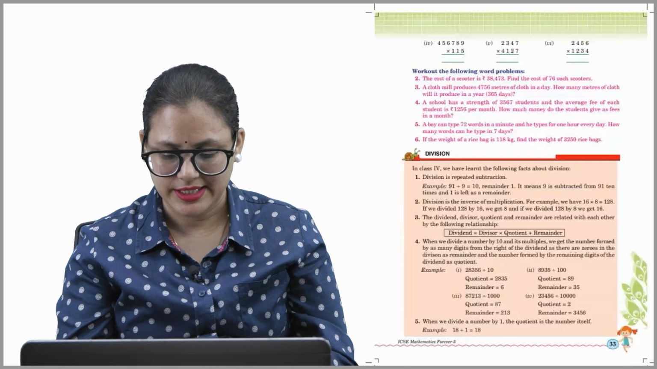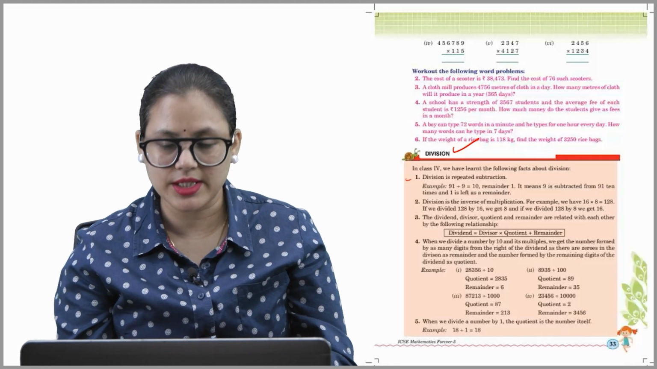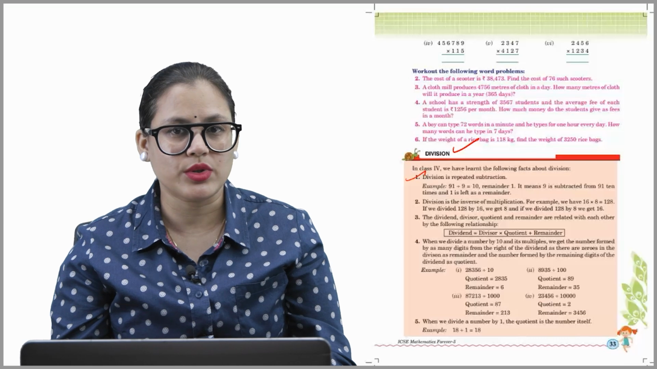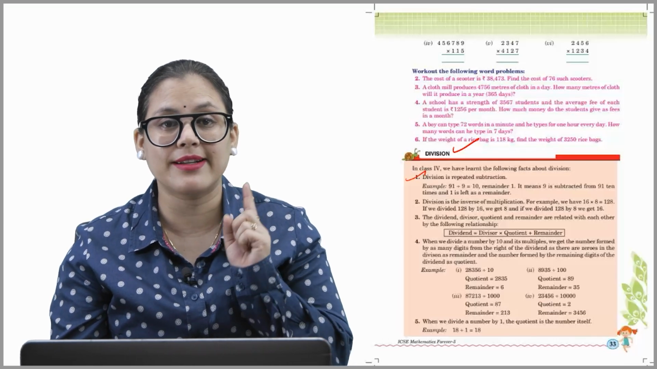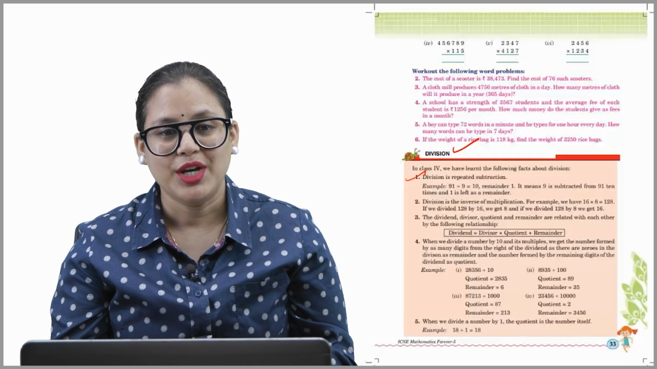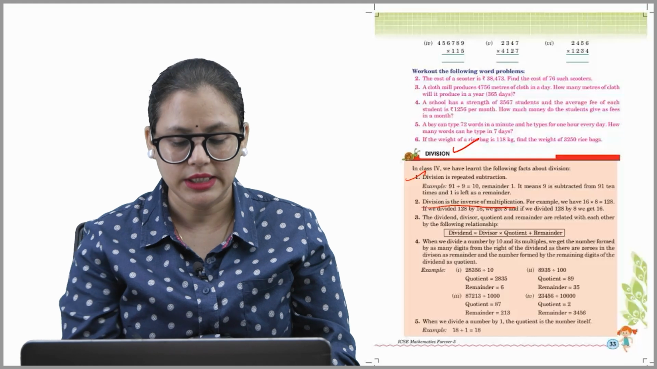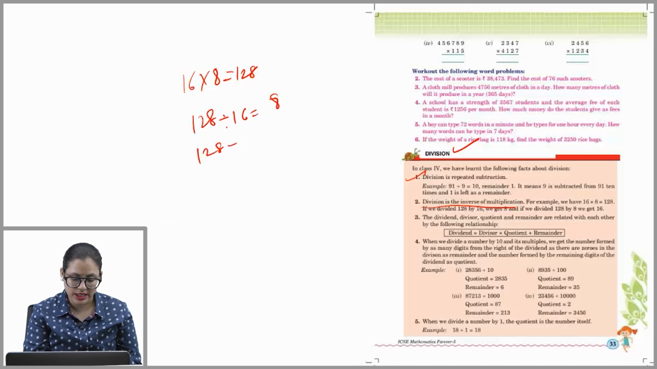Now division. In class 4, we have learned the following facts about division. Number 1, division is repeated subtraction. Example, 91 divided by 9 is equal to 10, and there is remainder 1. It means 9 is subtracted from 91 10 times and 1 is left as a remainder. 2, division is the inverse of multiplication. For example, 16 into 8 is equal to 128. But if we divide 128 by 16, we get 8, and if we divide 128 by 8, we get 16.